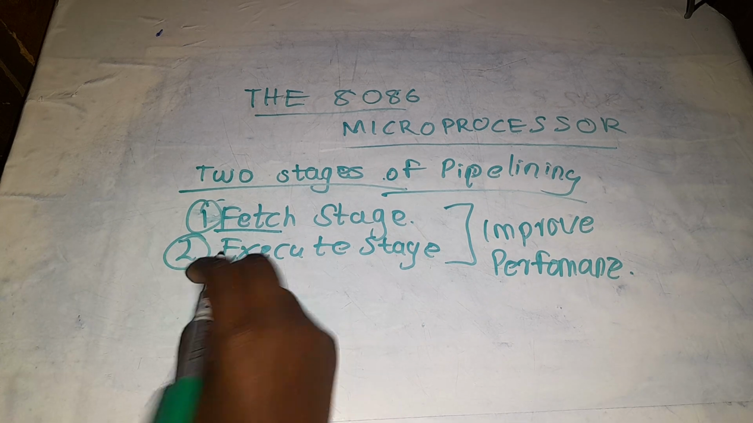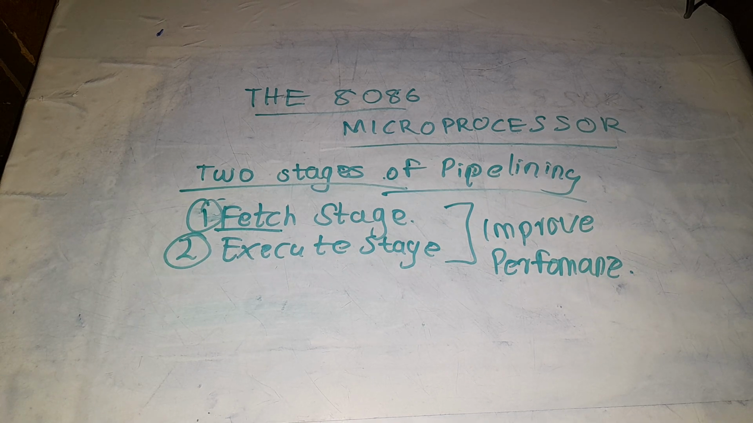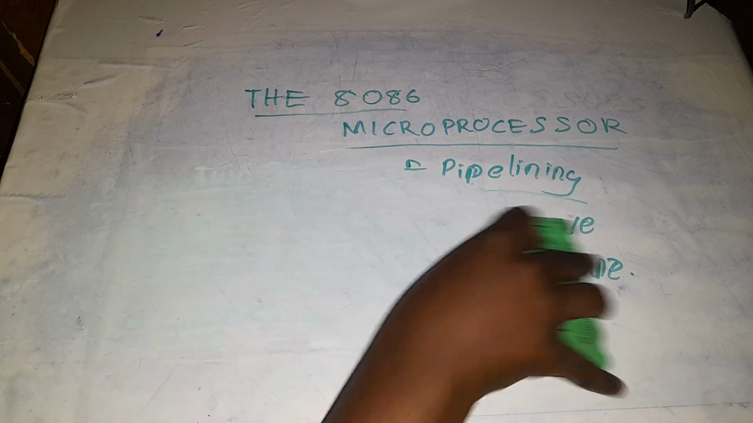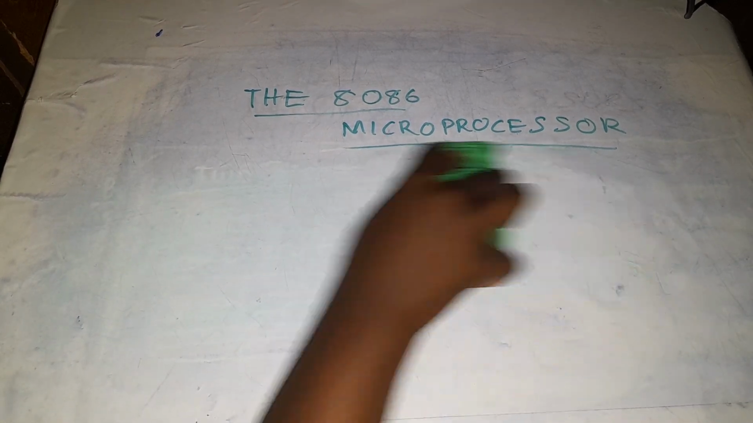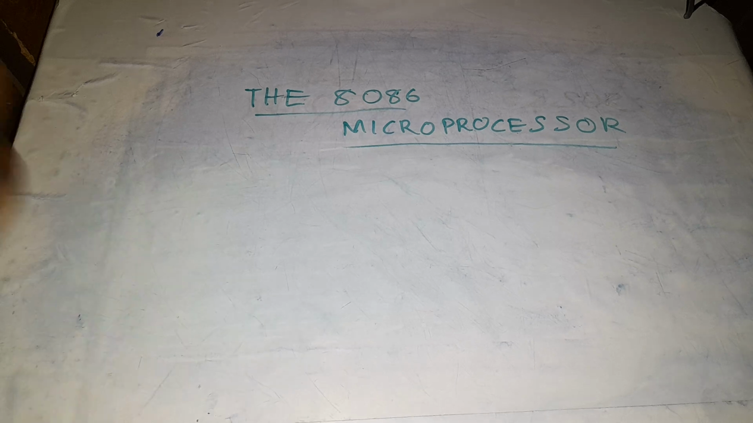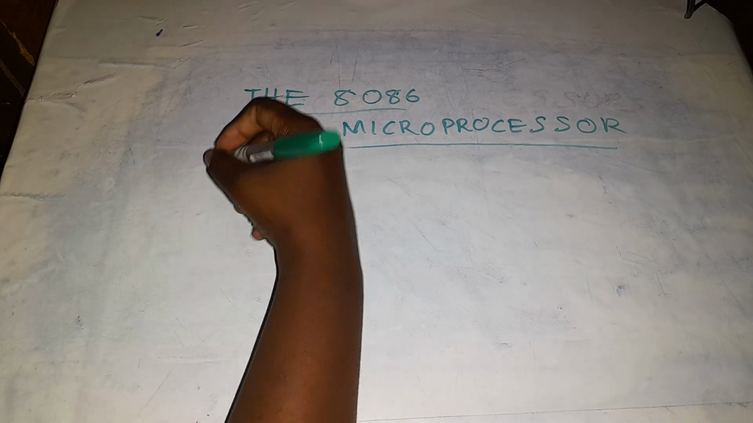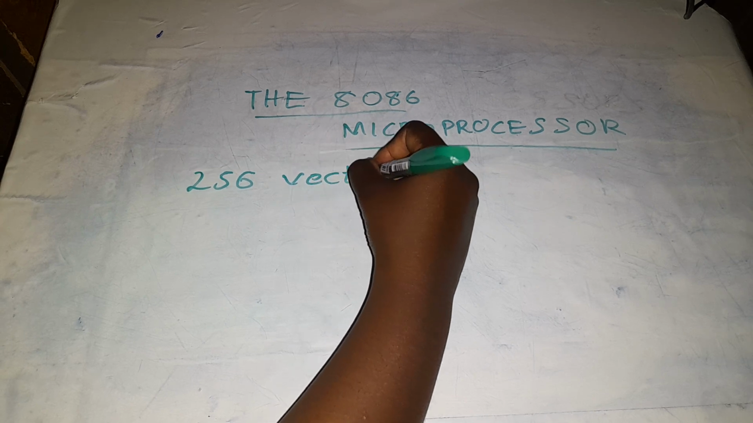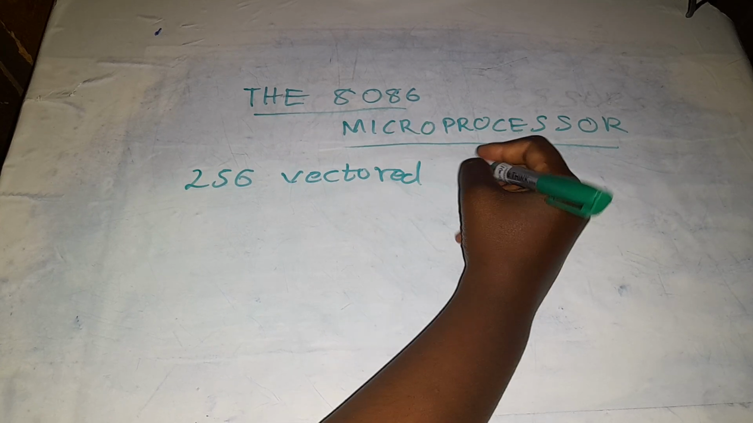Another important thing is the number of vectored interrupts. This is just a general overview. We are going to dive deeper and it is going to be very sweet. We have 256 vectored interrupts.